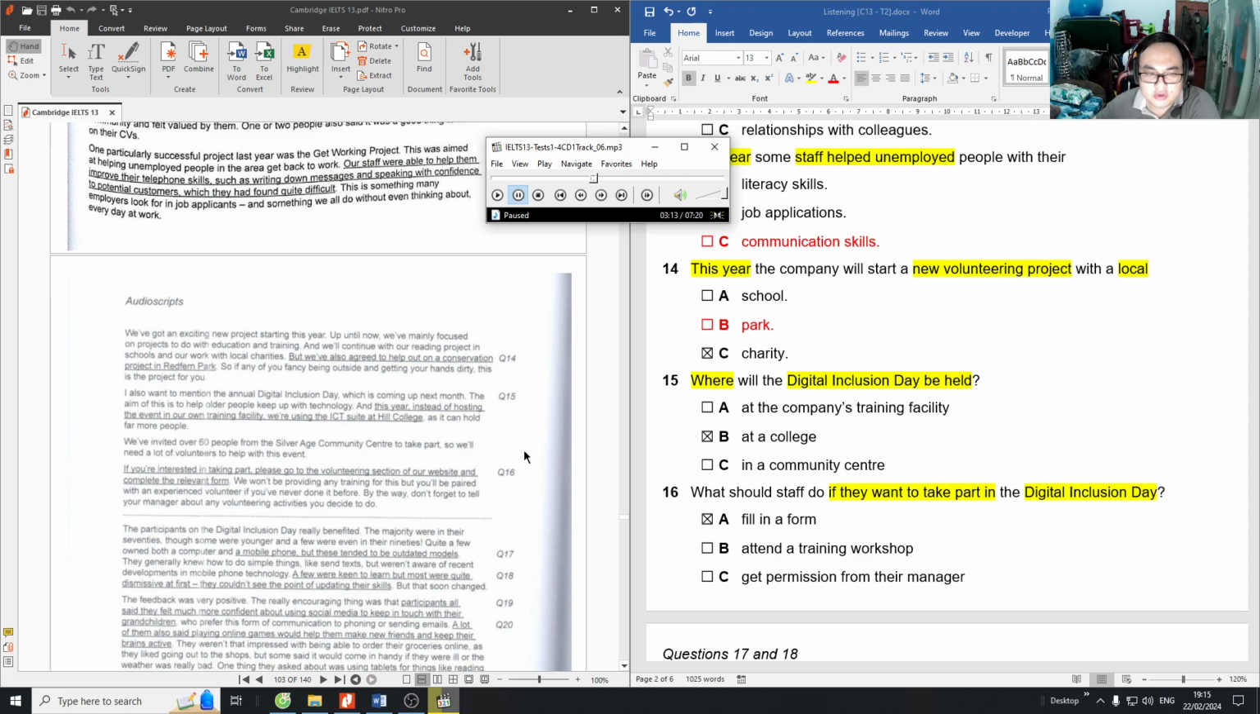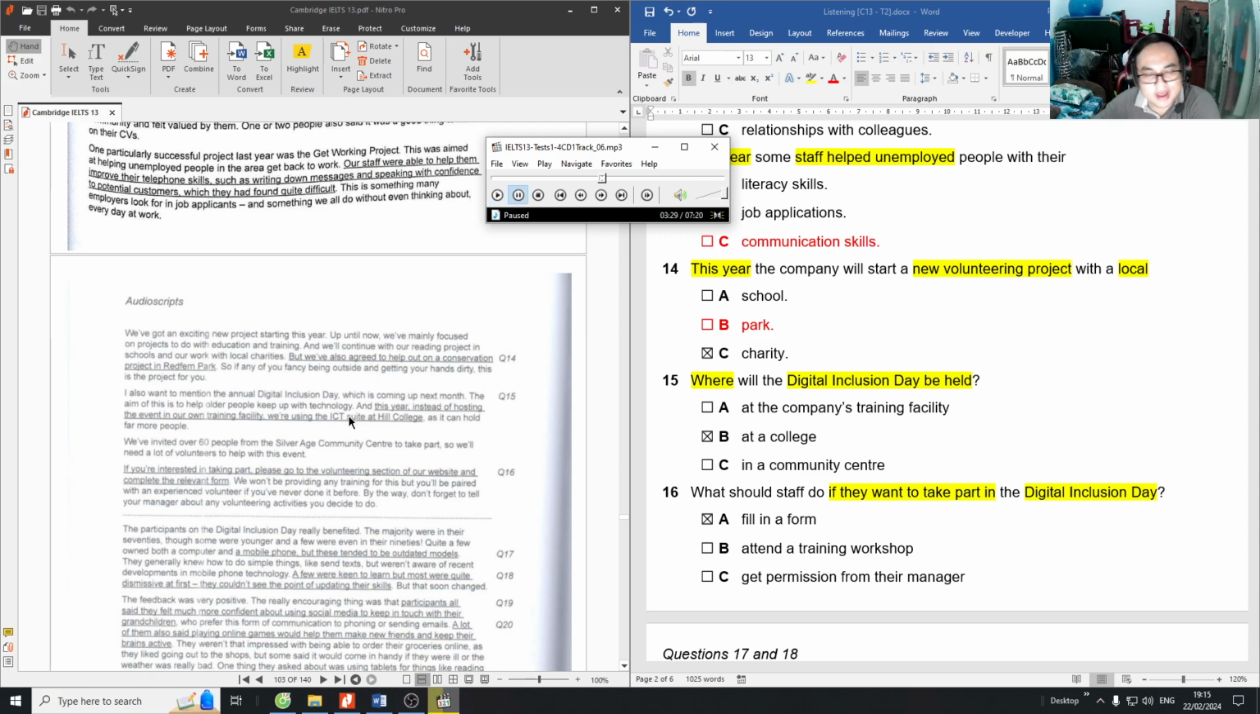So if any of you fancy being outside, getting your hands dirty, now, we've mainly focused on projects to do with education and training. And we'll continue with our reading project in schools and our work with local charities. But we've also agreed to help out on a conservation project in Redfern Park.